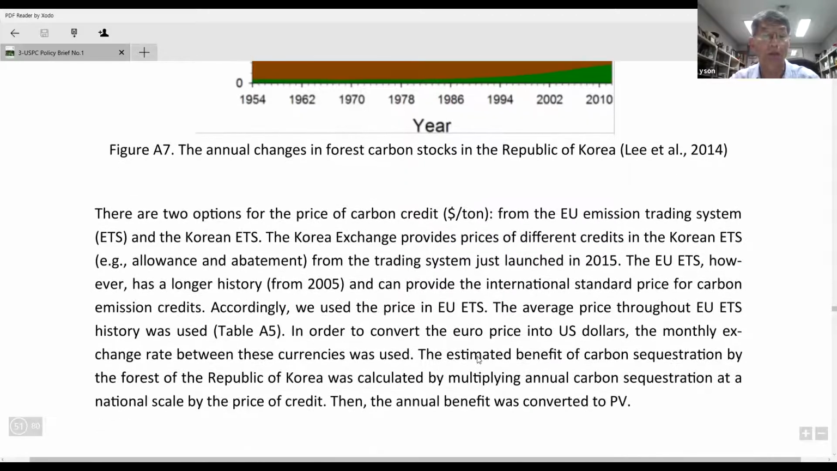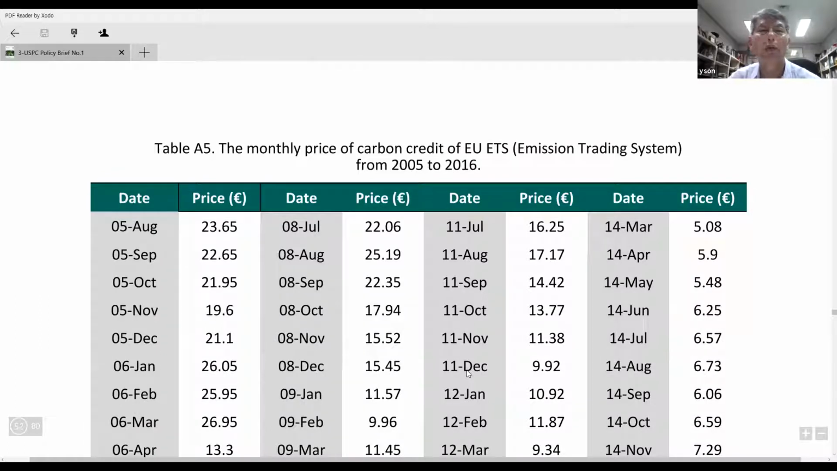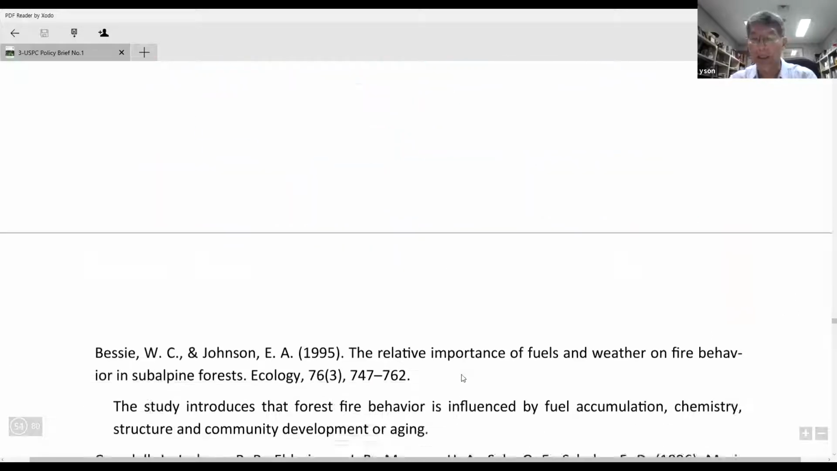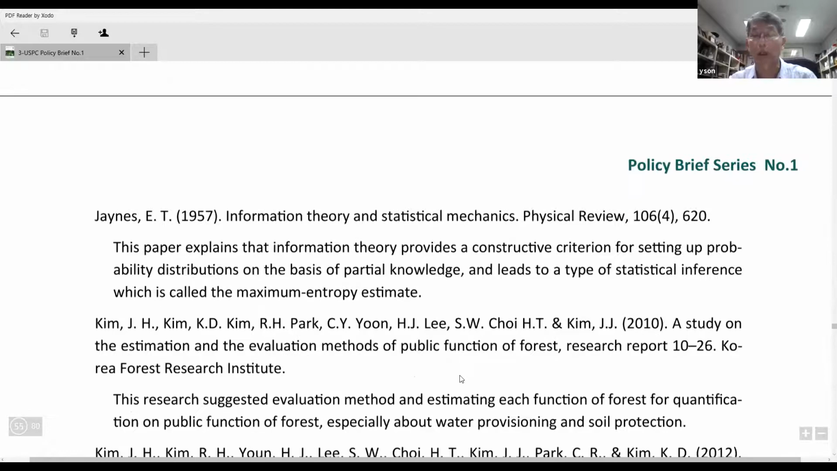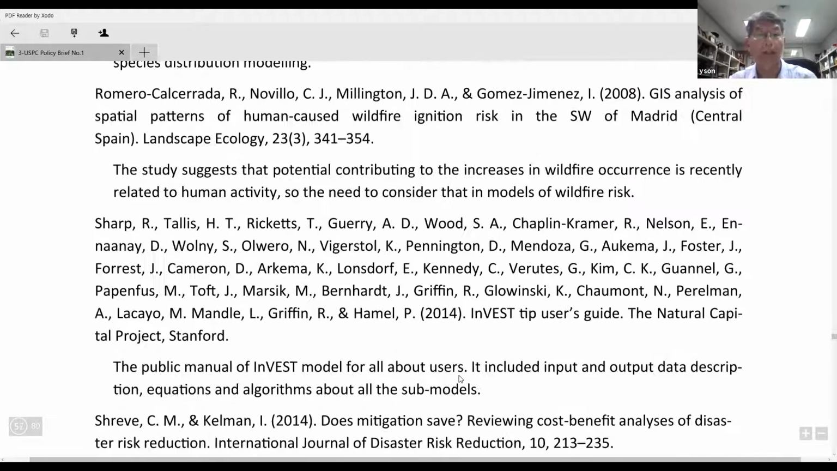Okay, this is the monetary price, the monthly price of carbon credit by EU ETS, the Emission Trading System, from 2005 to 2016. And then bibliography, some references, and appendix, where you can find the actual data set.